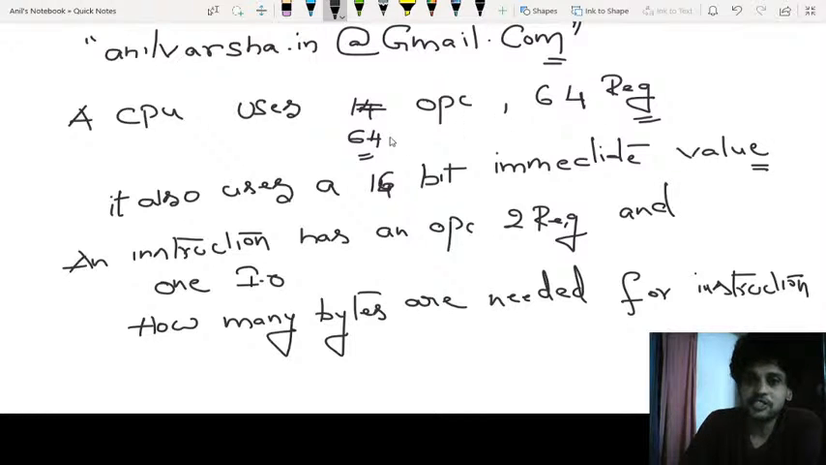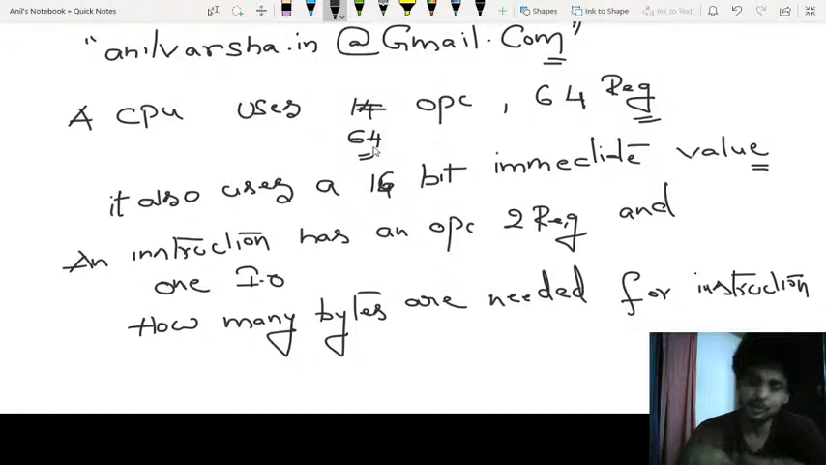A CPU uses 64 opcodes. 64 opcodes means the opcode is equal to 6 digits, right? I am not allowing you people to answer, your time is over. Opcode is equal to 6 digits, right? There will be only one opcode. The registers will also be equal to 6 digits, right? So opcode is equal to 6 and there are 2 registers. Each register will take 6, so 6 plus 6 plus 6 is equal to 18. Yes or no?